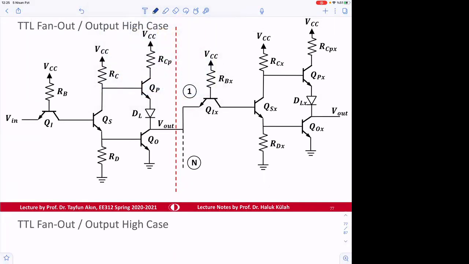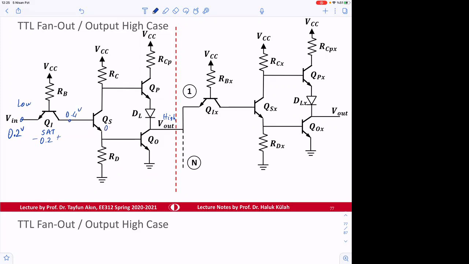So output high case means this is high. This should then be low. For low, we can say this is 0.2 volts. If you want, you can say 0 volt, but 0.2 volt is a better value here. So if this is 0.2 volts, this transistor will be in SAT. Therefore, the voltage here is going to be 0.2, so this voltage will be 0.4 volt.